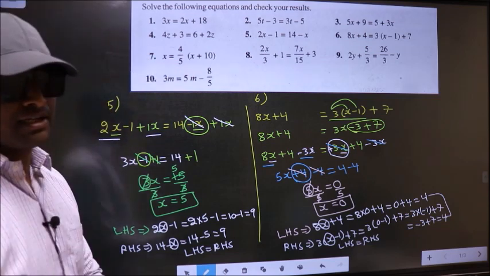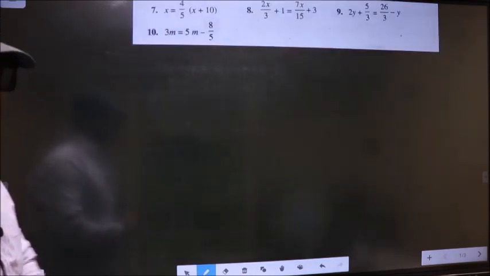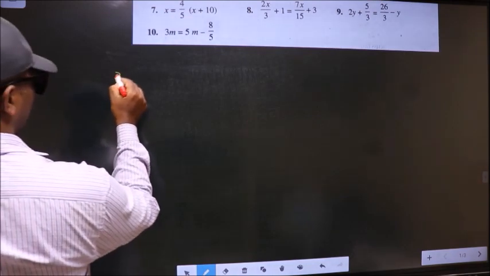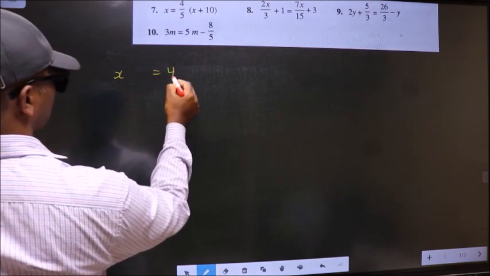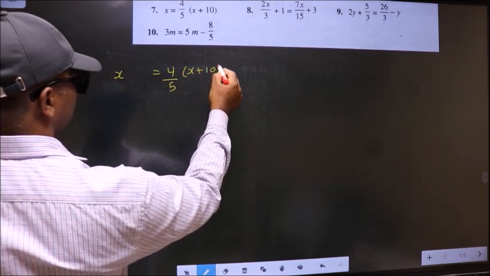So the answer we got is correct. Question 7. x equal to 4 by 5 (x plus 10).